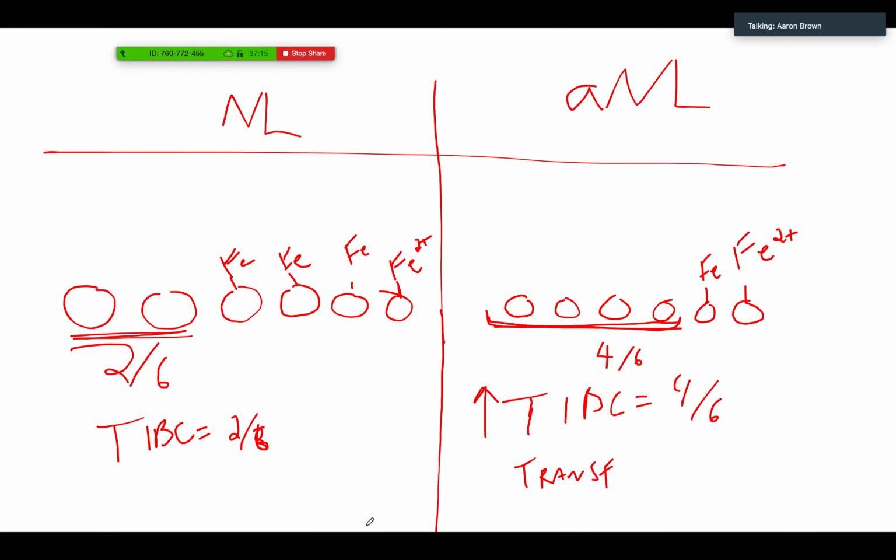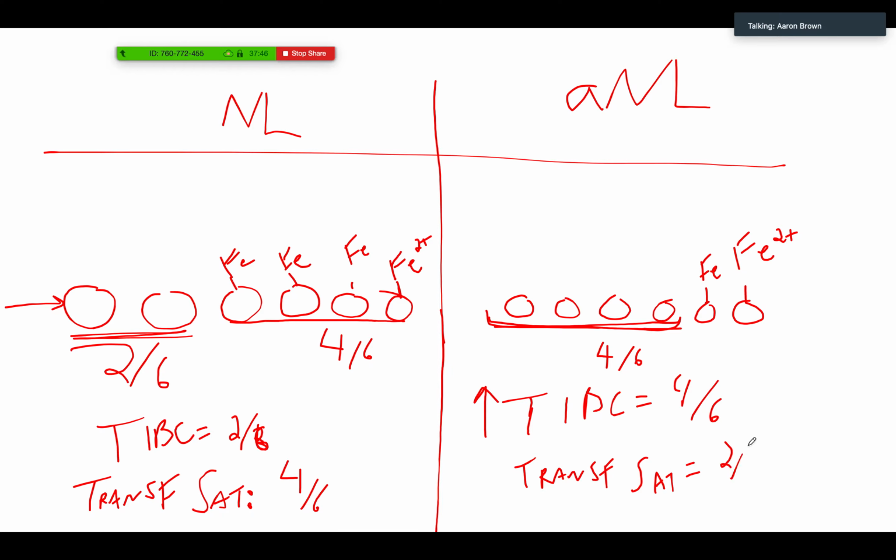But there's another thing that we talked about before, which is our transferrin saturation. Transferrin is proteins that carry iron in the blood. For me, after eating all that spinach, my transferrin saturation is 4 out of 6 saturated. 4 out of 6 are bound to iron. In an iron deficiency, transferrin saturation would only be 2 out of 6. So their transferrin saturation actually goes down in iron deficiency while the TIBC increases.